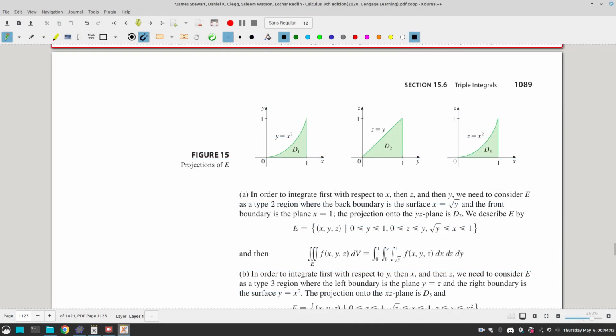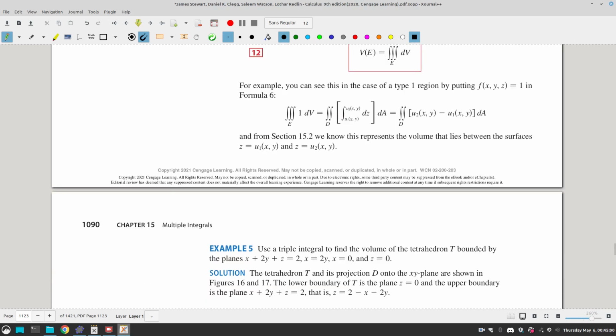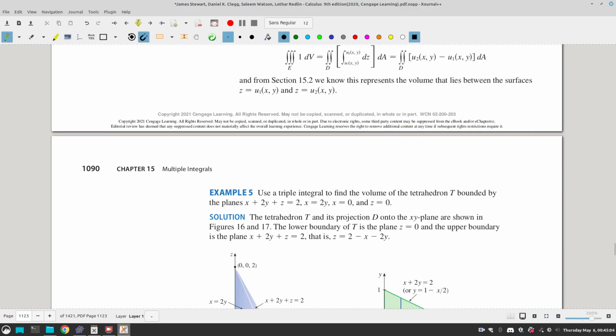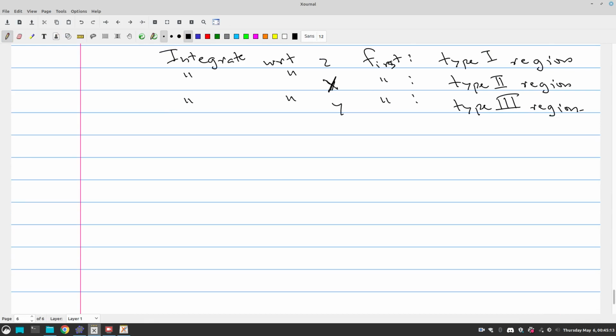Alright, now, of course, the first application of triple integrals, the one that you obviously need to know, is that if you integrate 1 over the region E, the triple integral of 1 dV, this is the volume of the region E. Right? If you integrate 1 on the region E.